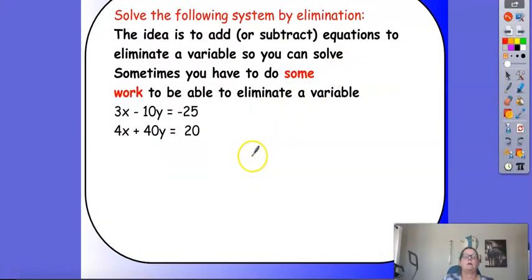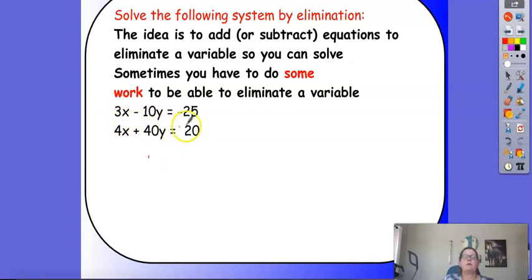Okay, in this one right here, if I add the 3x and the 4x, I get a 7x. That won't work. If I add the 10y and the 40y, I get a 30y. When I add these together, it doesn't eliminate one of the variables. So I need to force it, okay?